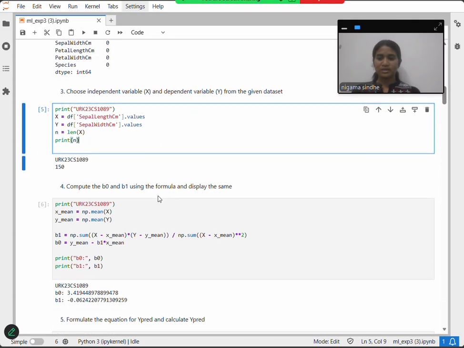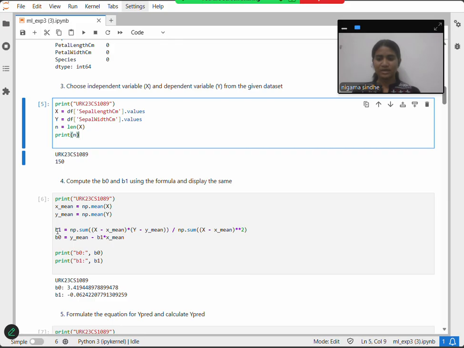After calculating the length, we are going to compute b0 and b1. For regression model analysis, we are going to use a formula, where y is known as the dependent variable and x is known as the independent variable. First we are going to calculate b1 and b0, which are also nothing but a0 and a1. The basic formula behind this is y predict equals b0 plus b1 into x, where b0 is known as the constant and b1 the slope coefficient.